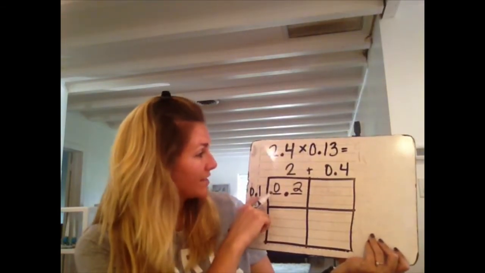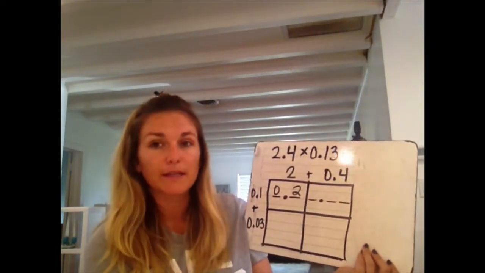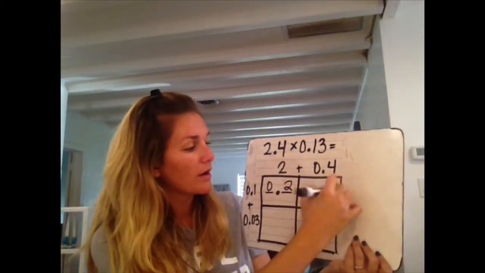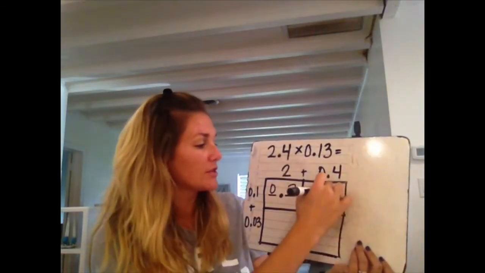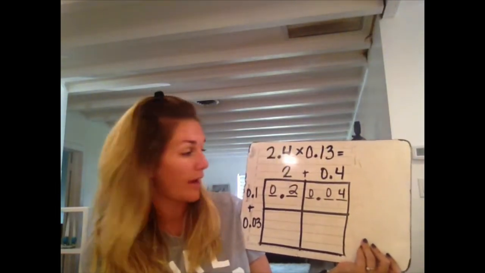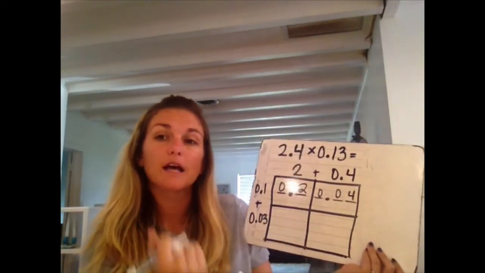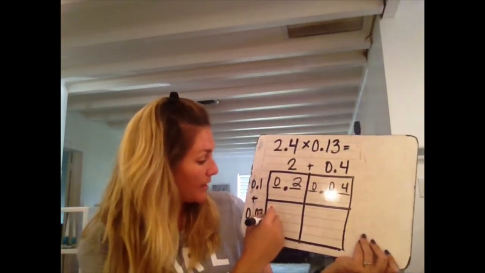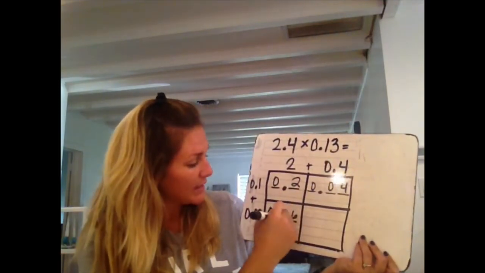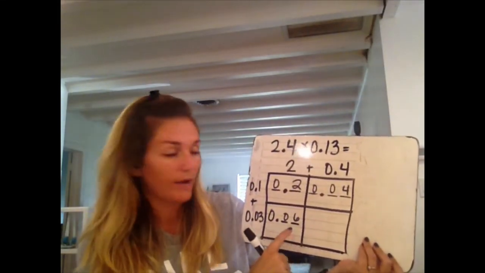Over here, I would have a tenth times a tenth, which means that I have an answer to the hundredths place. So I can think 1 times 4, okay, is 4, and I'm going to put that in my hundredths place and then just fill in my zeros. So 1 tenth times 4 tenths is 4 hundredths, okay? Then I have 3 hundredths times 2. Well, a whole number times a hundredth is a hundredth. So I'm going to get to keep my answer to the hundredths place. 3 times 2 is 6. So 3 hundredths times 2 is 6 hundredths, okay?